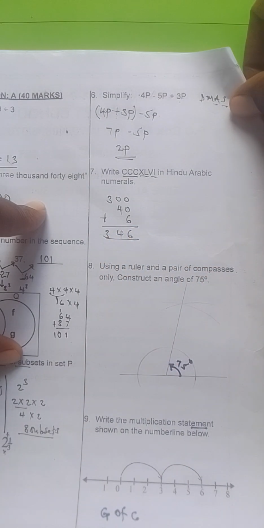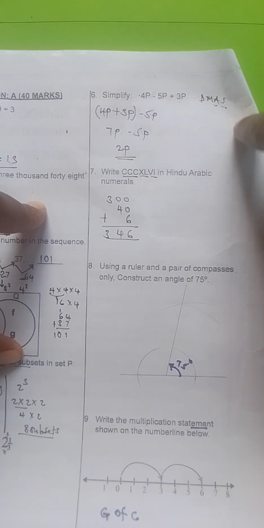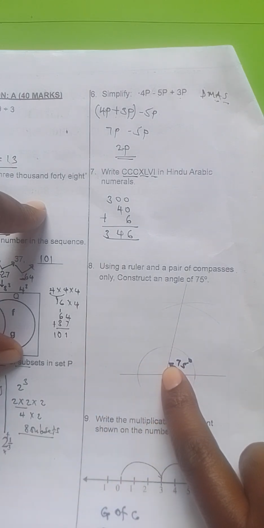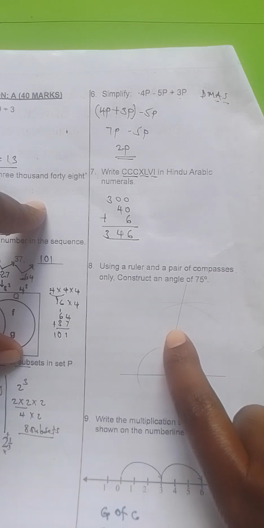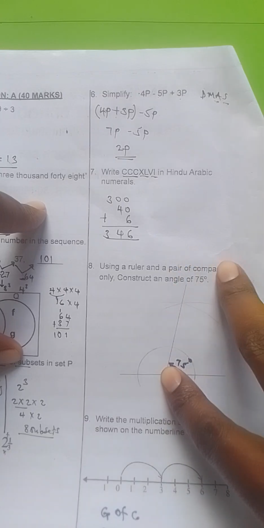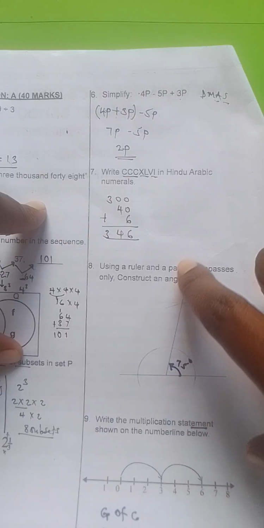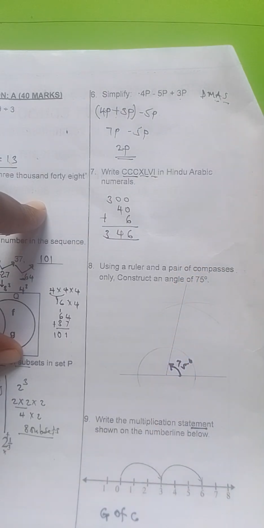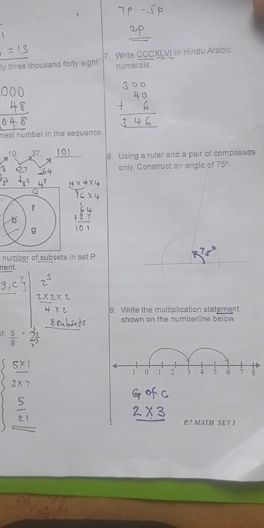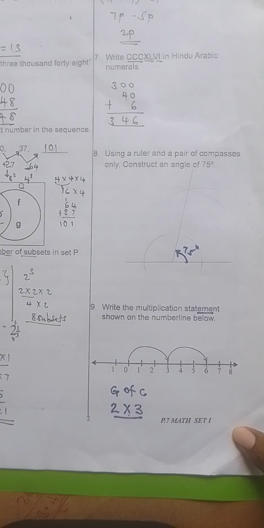Using a ruler and a pair of compasses only, construct an angle of 75 degrees. Here, what did I do? I made a straight line. I stood here and made an arc to cross this line. After adjusting my compass, I made an arc in the middle, then stood here and made another arc. Draw this. That's the cheapest way of constructing 75 degrees. There are many other ways. If you want to know, you can reach me in the comment section and we share more.